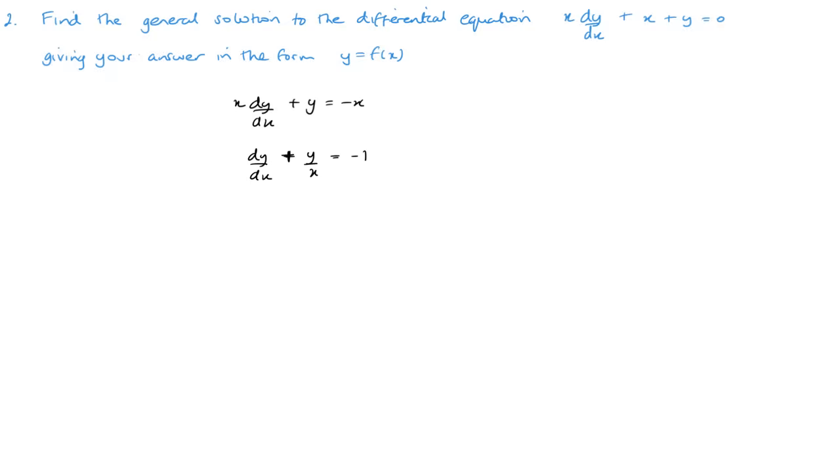Okay, just getting it in the form of dy by dx plus py equals q. Now let's find the integrating factor. So p is x to the minus 1 or 1 over x, so we're integrating 1 over x dx, which is log x, which is just x.